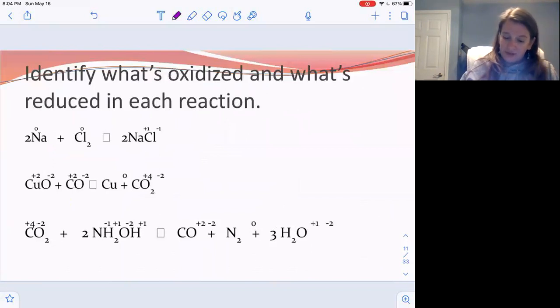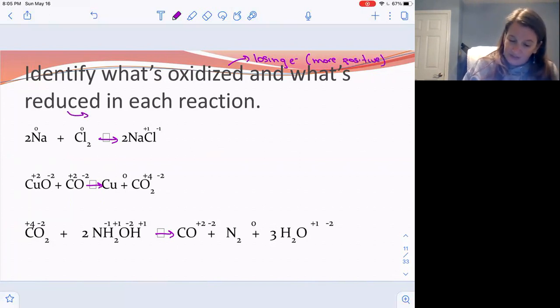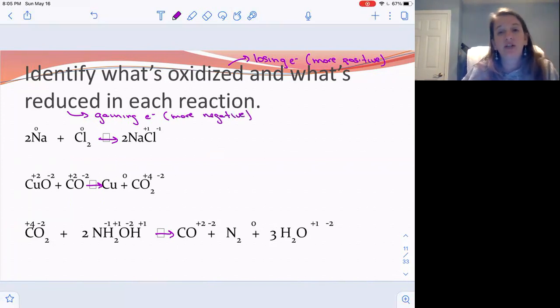So we want to identify what's oxidized and what's reduced in each of these reactions here. Now remember, oxidized means that it is losing electrons, so essentially it's getting more positive. And we're trying to figure out what's reduced, which means that it is gaining electrons, getting more negative. Now in these examples, we've given you the oxidation numbers because we want to start getting you guys to practice identifying what's oxidized and what's reduced before you have to assign oxidation numbers yourself.